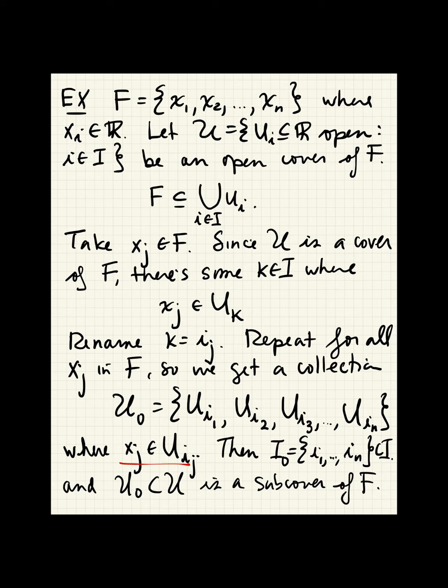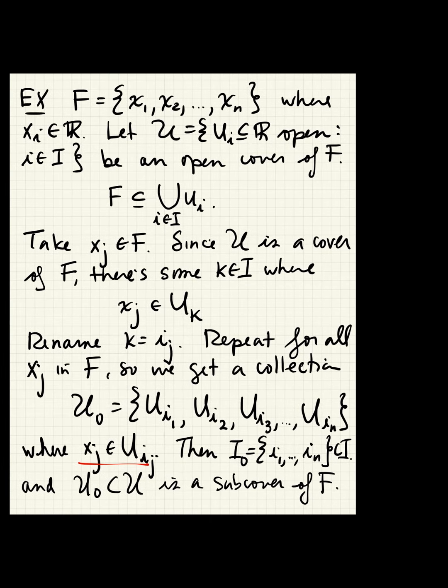Because each of the elements of F is in one of these open sets. So if you look at F together, F is going to be contained in the union of all these open sets by construction. So what does this show? This shows F is compact. Another example of a compact set.